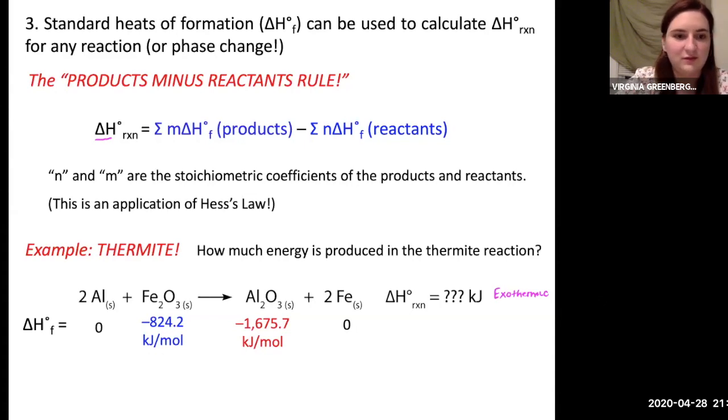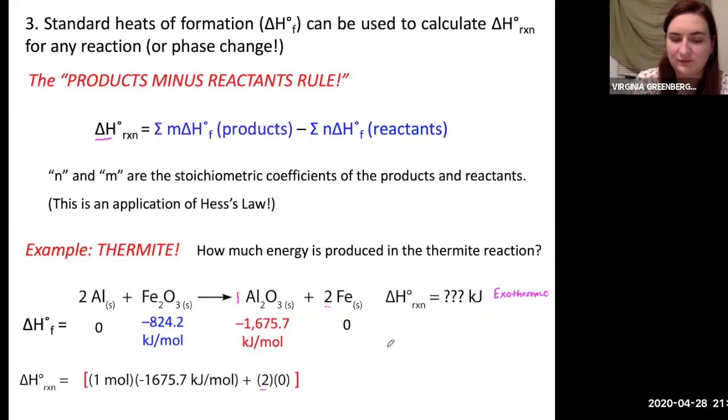And so now we're going to go ahead and set up our products minus reactants expression. So the enthalpy of our reaction will be equal to our products added together. So we'll have 1 mole coming from the coefficient of 1 in front of the aluminum oxide times its enthalpy of formation, and then plus 2 moles of iron times 0, which is its standard enthalpy of formation.